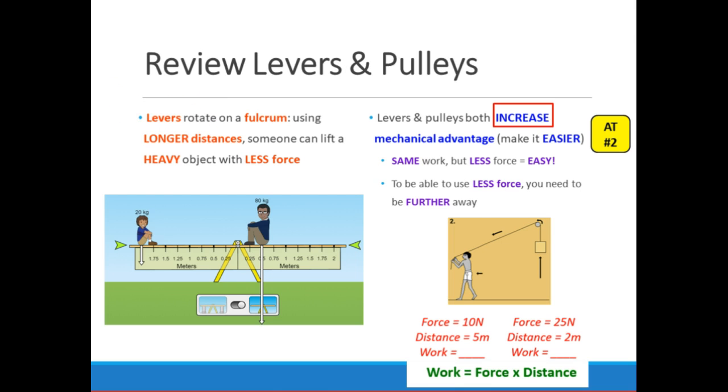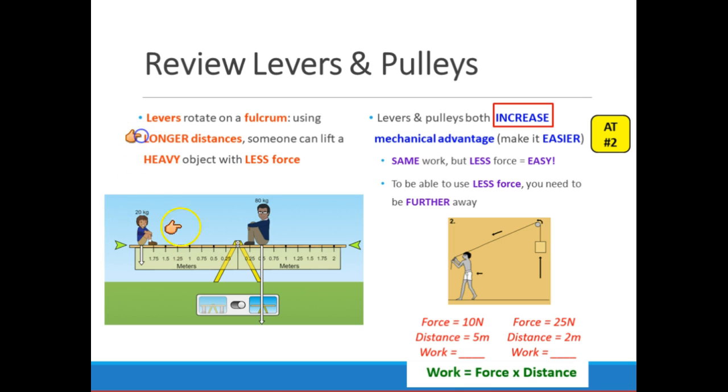So of those simple machines, we spent a lot of time talking about levers. Remember, levers rotate on a fulcrum, the point at which they pivot. And we saw that with lighter objects, in order to balance a heavy object, do they need to be closer or further away from the fulcrum? Remember, this was our experiment yesterday. A lighter object needs to be a lot further away than the heavy object.